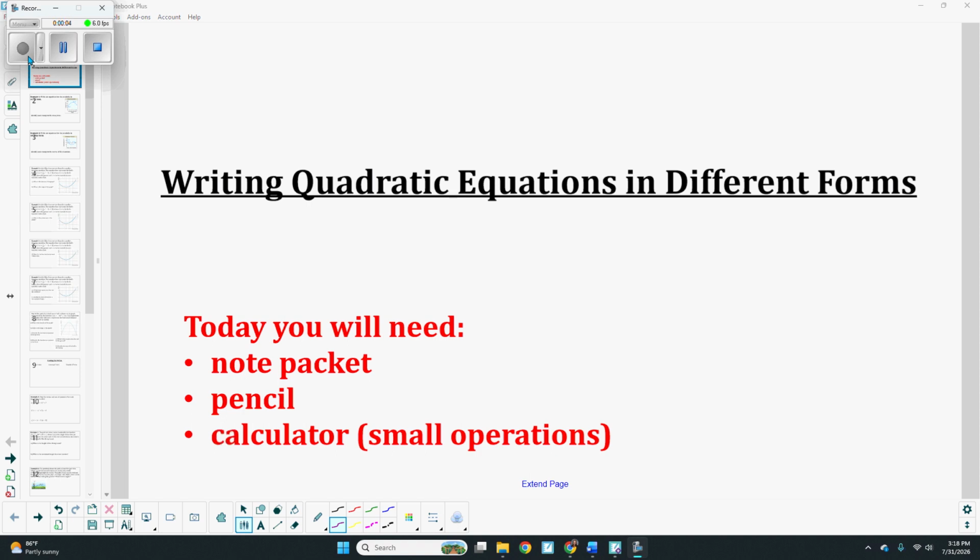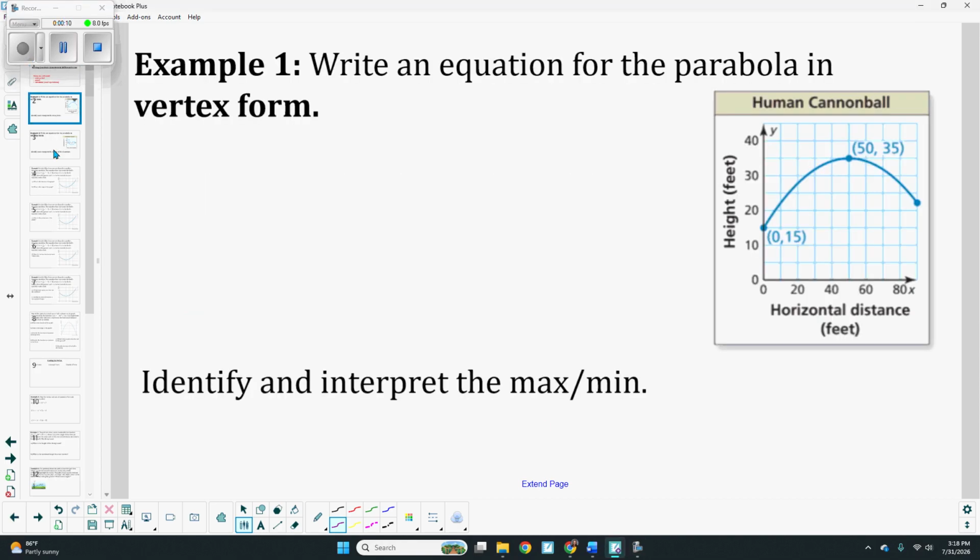This is our second day in quadratics. Today we're going to be talking about writing quadratic equations in different forms. So if I want to write the equation for the parabola in vertex form, we know the vertex is given as (50, 35). So we can have x minus 50 squared plus 35.